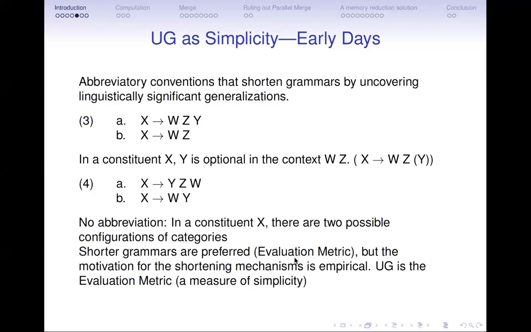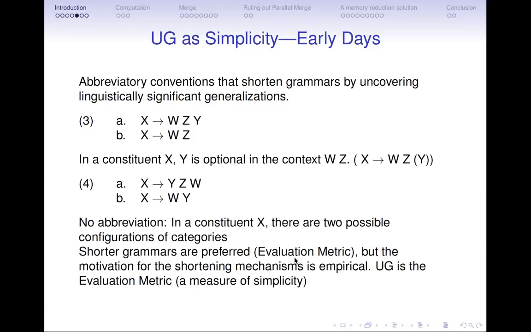Now you can see that those two rules are very similar to each other. So you can extract out that similarity and gain a generalization, which is that Y is optional in the context of W followed by Z. And Chomsky provided a number of conventions that allowed you to shorten these phrase structure grammars. And the way that you shorten them gives you a simpler grammar, and it also captures a linguistically significant generalization. In this case, that Y is optional in these particular contexts.